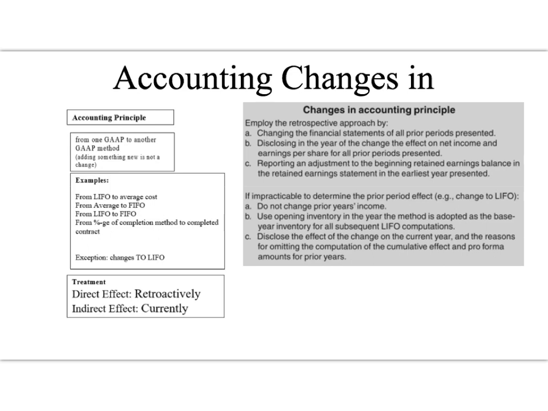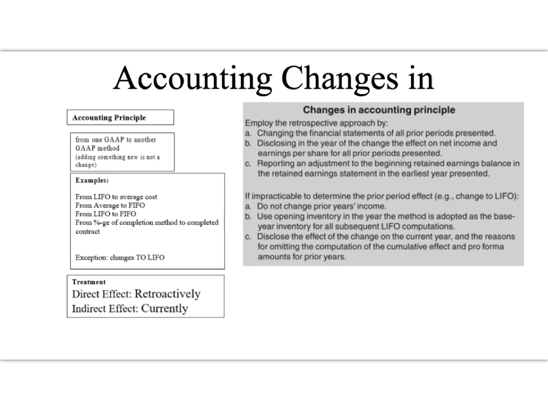I've repeated it a couple of times because you will see it constantly in exercises and problems. So some of the examples will be going from a LIFO method to an average cost, accounting for inventory, or from average to FIFO, or from LIFO to FIFO, from a percentage of completion method to completed contract method when you account for revenues. And what do we do in this case?